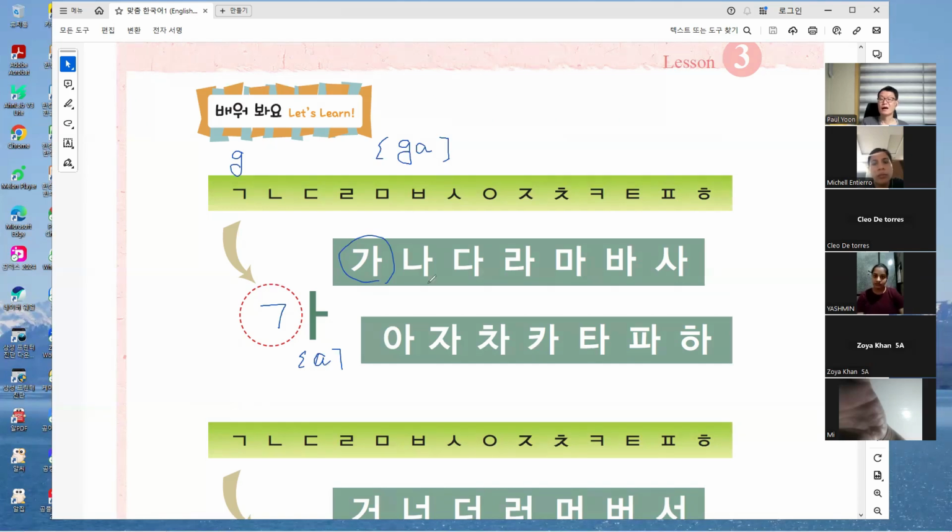How about this? This is the consonant n and the vowel a. So, na. How about this? This one is the D sound, so D and a: da. So, like this: ga, na, da. This one, la. How about this? Ma. This one, ba, and this one, sa.